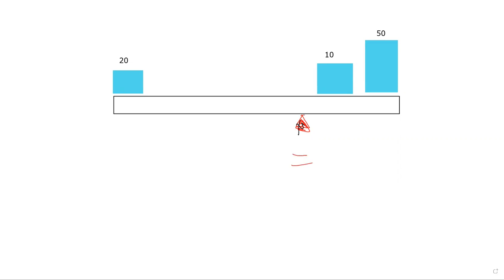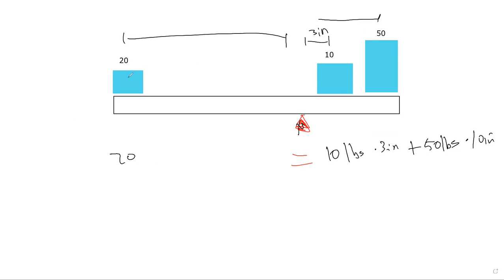Let's say for the sake of argument, we have a 20-pound weight on the left side, and we have a 10-pound weight 3 inches from the fulcrum. So 10 pounds times 3 inches. And then we've got a 50-pound weight, let's call it 10 inches from the fulcrum. So 50 pounds times 10 inches. And we need to figure out what distance we need to place our 20-pound weight here to balance the system. And so we're going to call this X, some unknown arm. So 20 pounds times some arm.